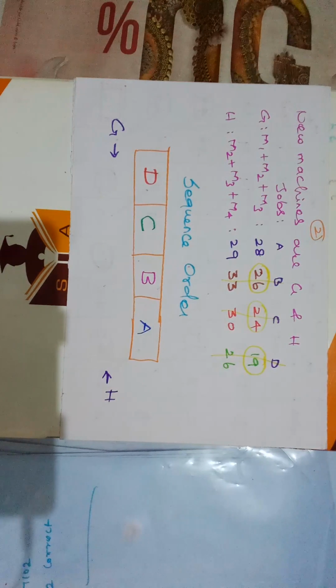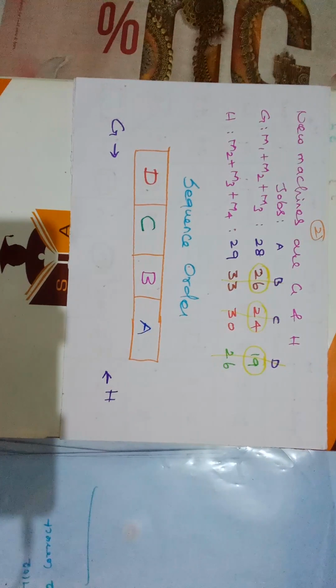19 is the least value, which lies on G, the first machine, and the job is D. If the least value lies on G, I proceed from left to right. If the least value lies on H, I proceed from right to left. That is the direction I have given here. Sequence order: the least value 19 lies on G, the respective job D, so I fill the leftmost cell.